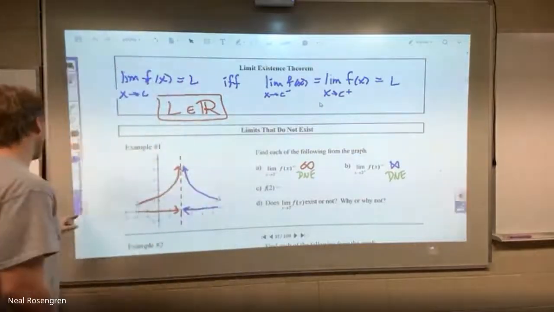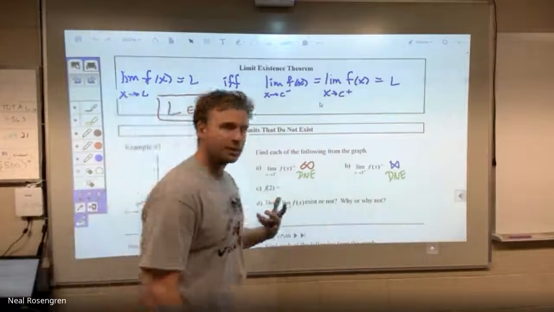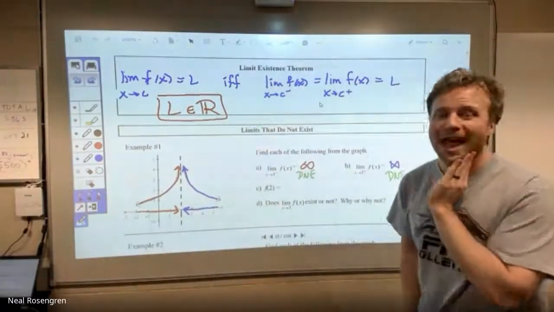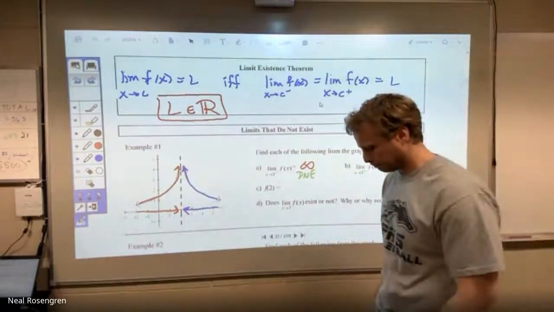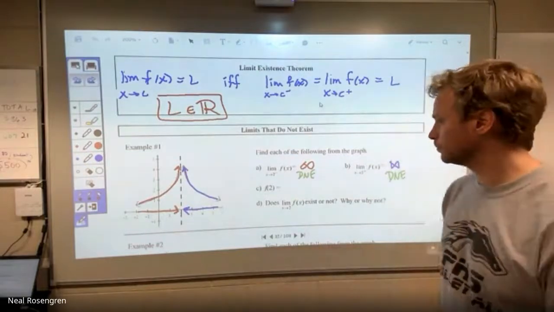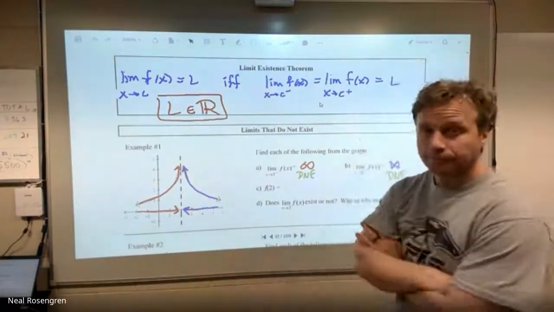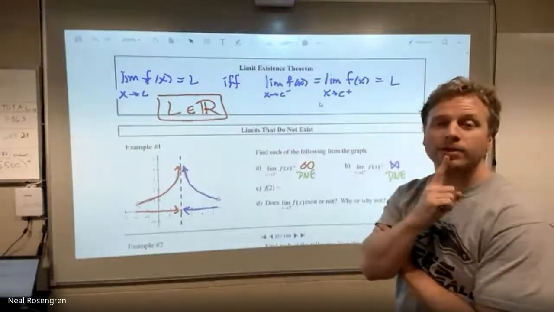And so what do you think? Does this limit exist or not? And then why or why not? Yes. So yes, okay, why? Because the limit for x approaching 2 from the left and x approaching 2 from the right are the same. They are headed in the same direction.